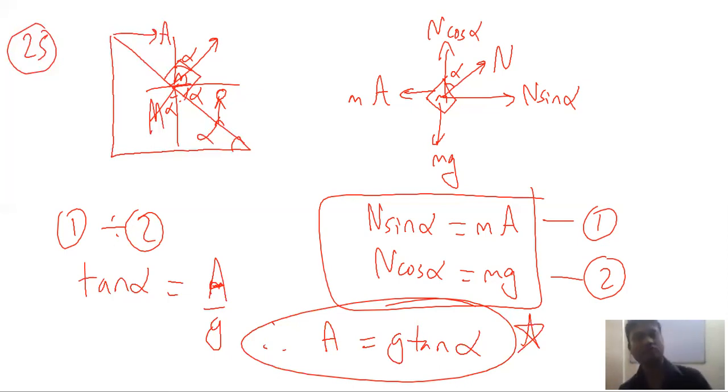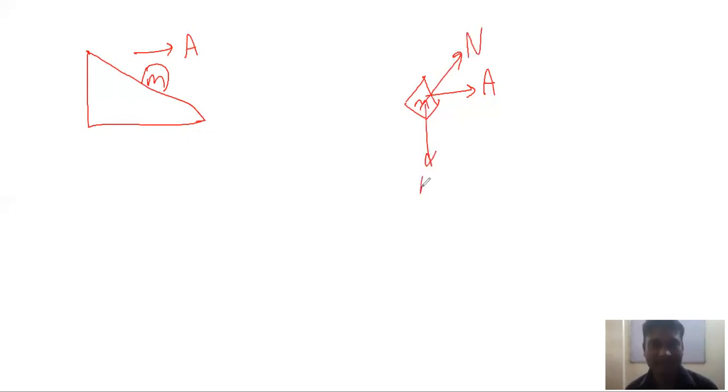We can also solve this question from the ground frame of reference. From the ground frame, even if you solve, you will get the same answer. What will be the change? Let us see. From the ground frame, we will have acceleration A, and this is mass m. So mass m will have acceleration A. The normal reaction will have two components. Let us say this is N, this is mg. This angle is alpha, so this angle will also be alpha. So N cos alpha, and this will be N sin alpha.